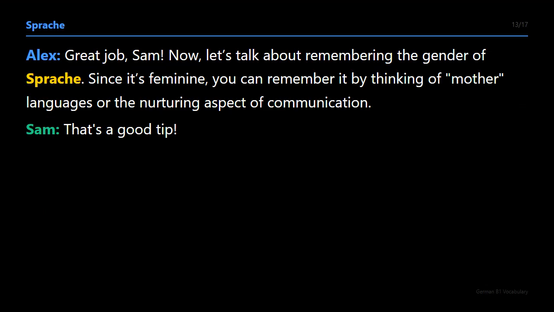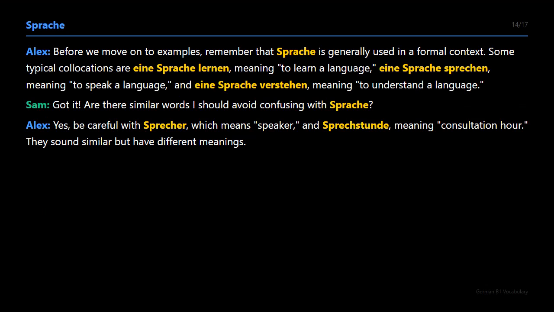Great job, Sam. Now, let's talk about remembering the gender of Sprache. Since it's feminine, you can remember it by thinking of mother languages or the nurturing aspect of communication. That's a good tip. Before we move on to examples, remember that Sprache is generally used in a formal context. Some typical collocations are eine Sprache lernen, meaning to learn a language, eine Sprache sprechen, meaning to speak a language, and eine Sprache verstehen, meaning to understand a language.